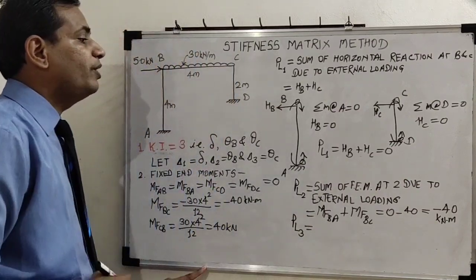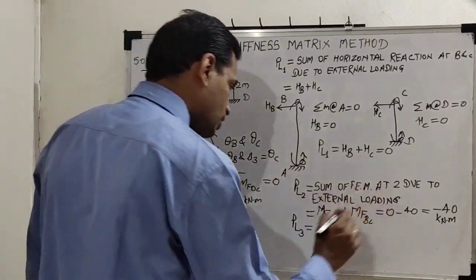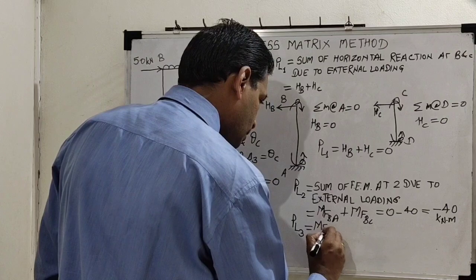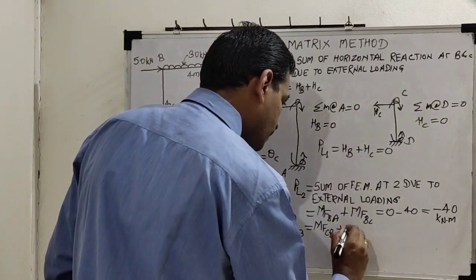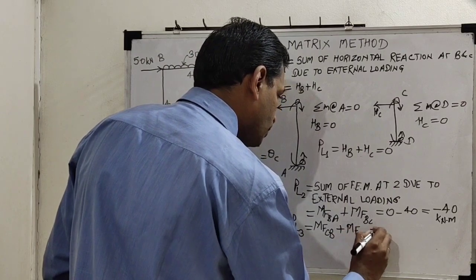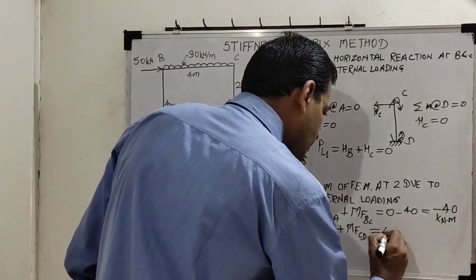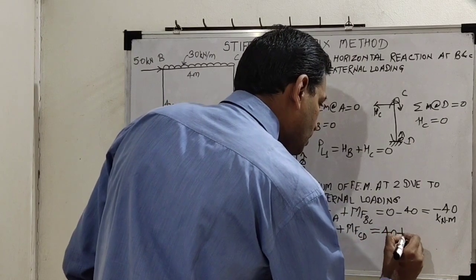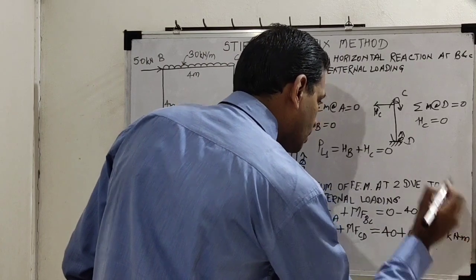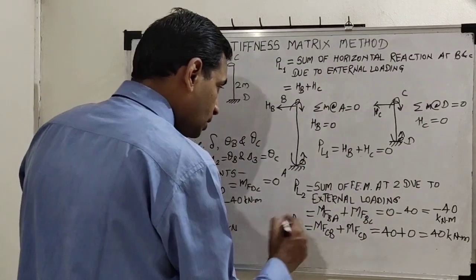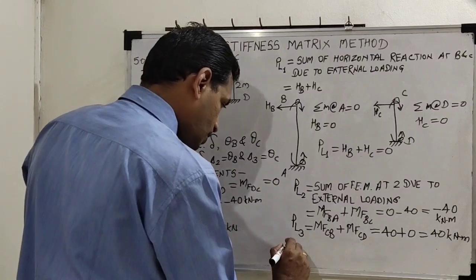PL3 is again the summation of fixed end moments on joint C due to external loading. So MFCB plus MFCD. Substitute both the values. MFCB, how much is this? Plus 40, and CD 0. So it is 40 plus 0, 40 kilonewton meter. So three values are there of the matrix or the equation.